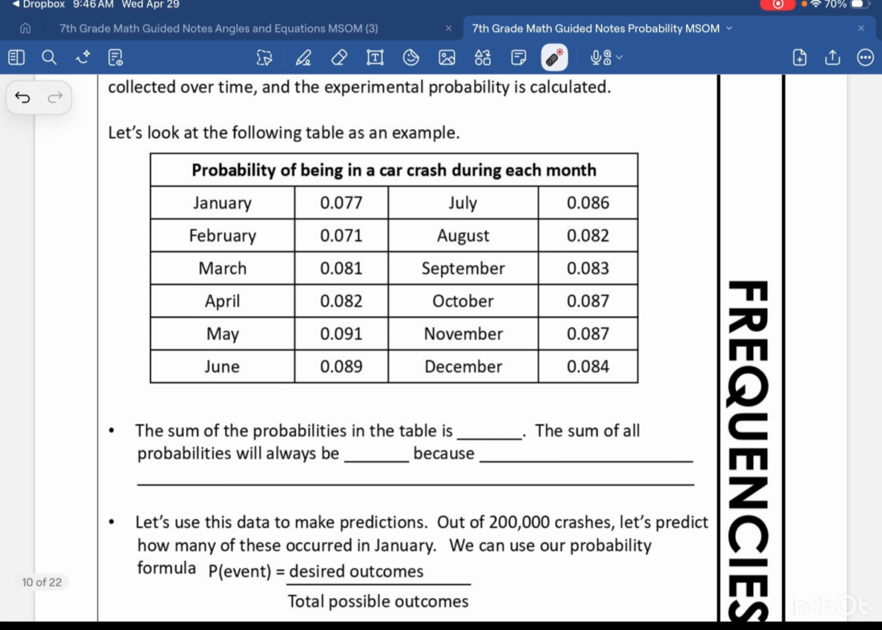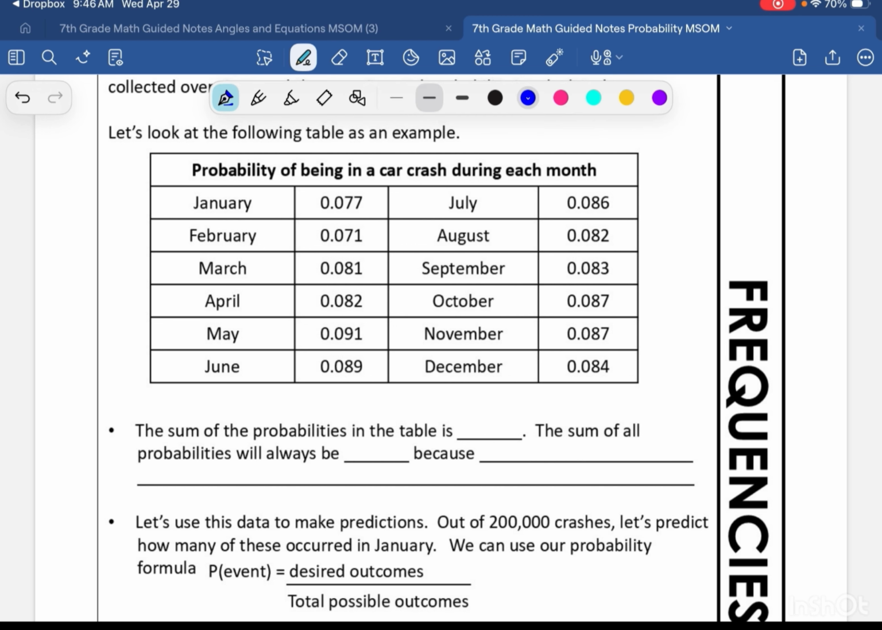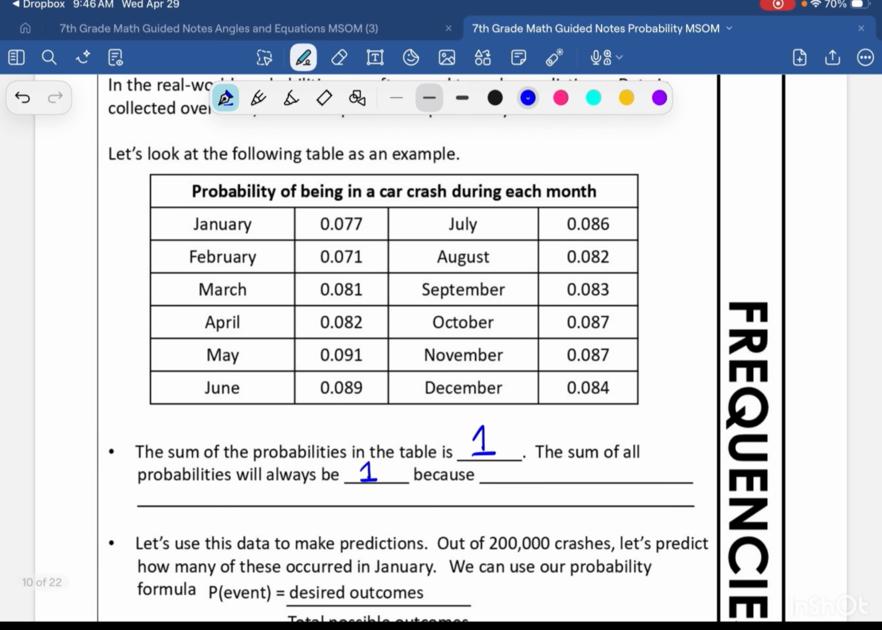The sum of the probabilities in this table is, now we can take a minute and sum them all up, but if I sum them all up, it's going to give me 1. The sum of all probabilities will always be 1 because it is certain you will get an outcome from all possible outcomes. So my car crash is always going to occur in a month. There's never going to be a car crash that doesn't occur in a month.